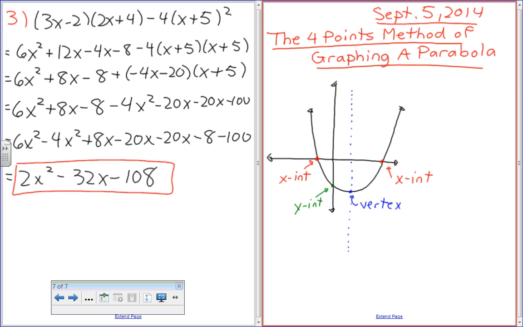We talked about this yesterday. That is in fact the axis of symmetry. A parabola is perfectly symmetrical. Then remember how you find the axis of symmetry.